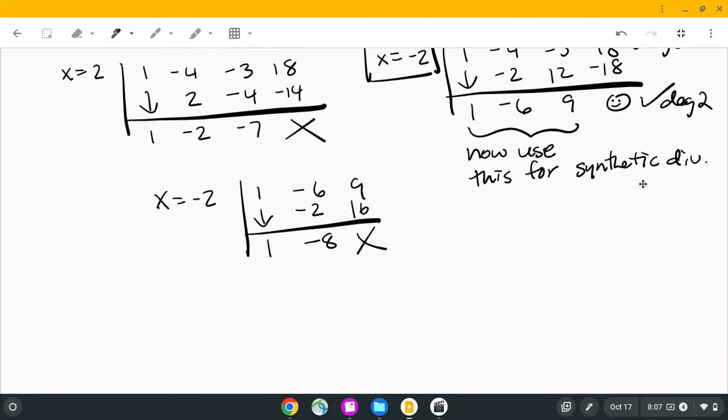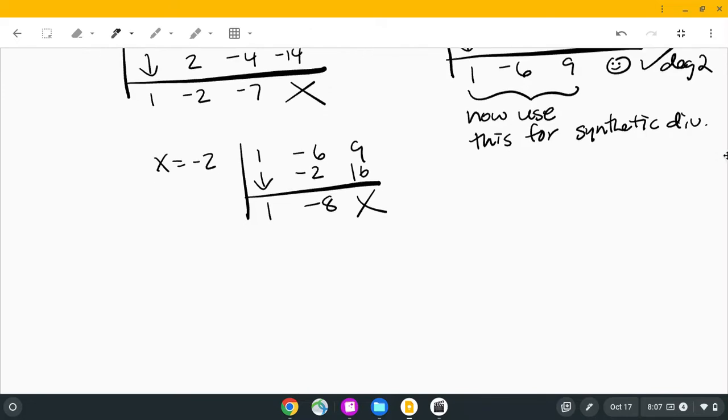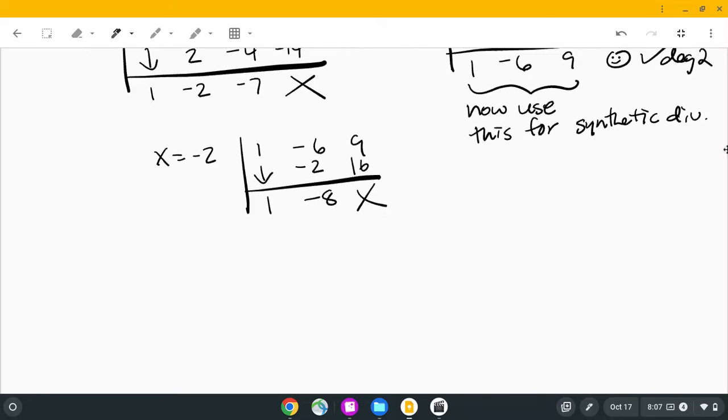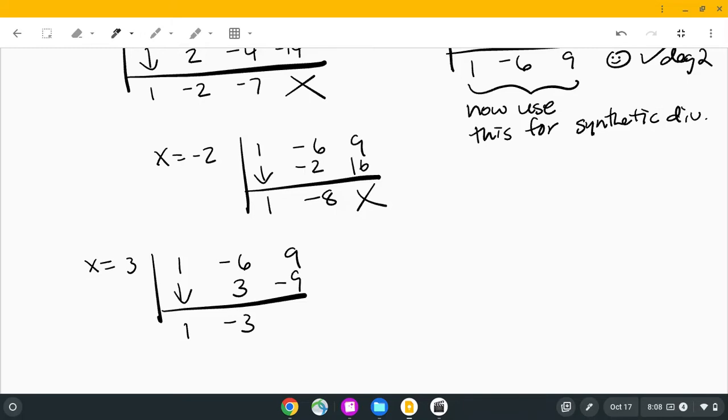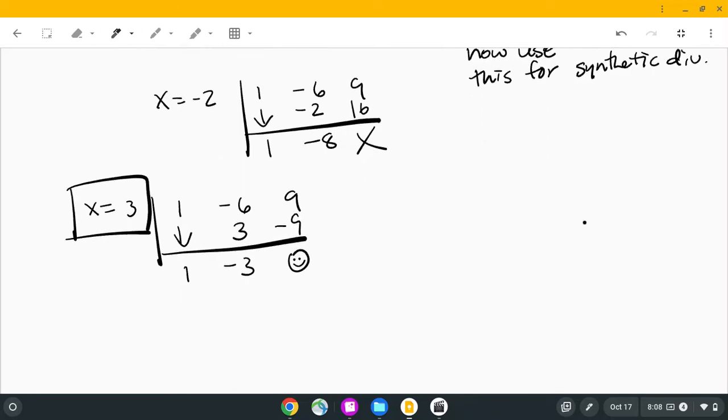All right, let's try 3. So x equals 3. 1, negative 6, 9. 1 times 3 is 3. Negative 6 and 3 is negative 3. Oh, yay! Negative 3 times 3 is negative 9. We get the other happy 0. So x equals 3 is the second solution.